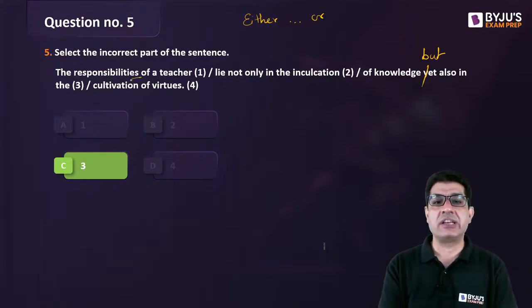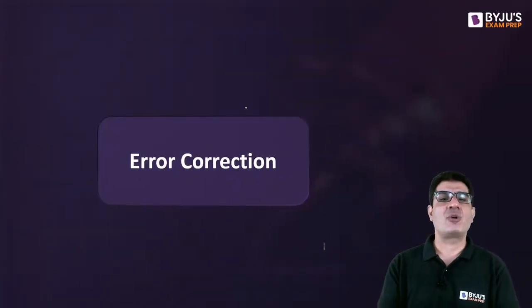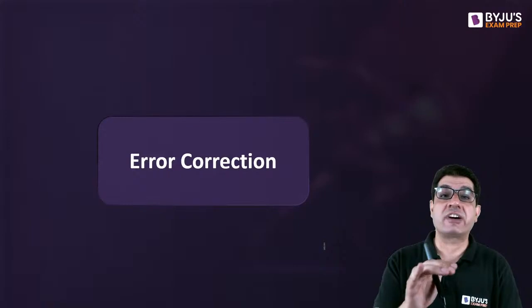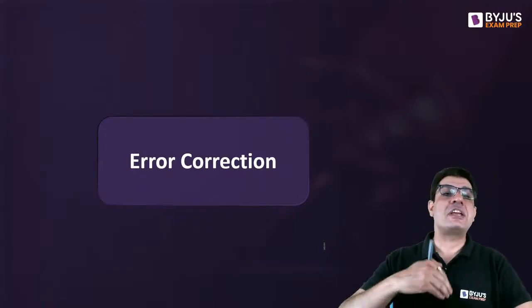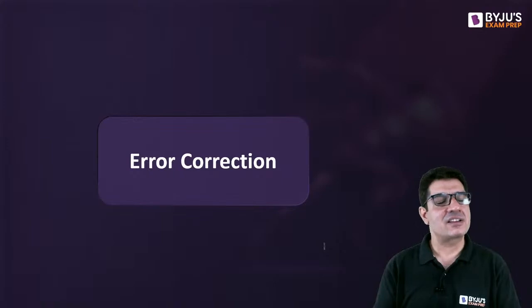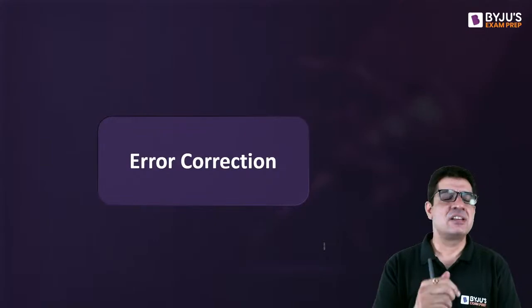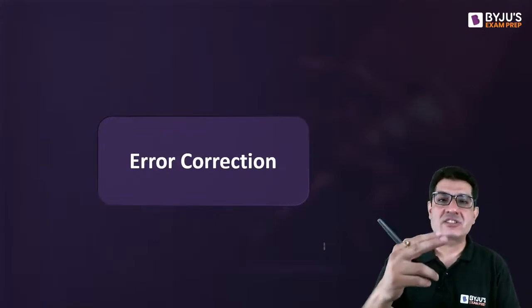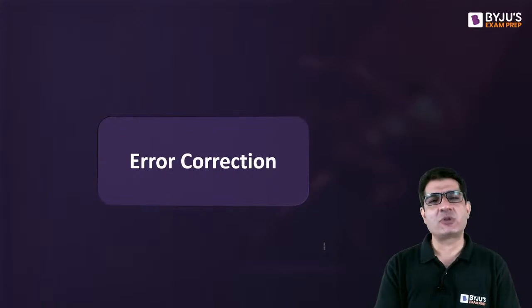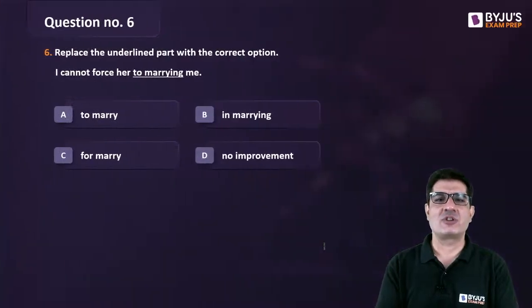Let's check the responsibilities of a teacher. Absolutely fine. Lie not only in the inculcation of knowledge. This part is also fine. Nothing wrong here. First and second segments are absolutely correct. Now let us go ahead and look at the second question variety. Second way of framing these questions, and that is error correction. So in these questions, the examiner will underline a part of the sentence. That underlined part is rephrased in 4 different ways, and our job is to choose the way which is grammatically correct. So here is a question for you.